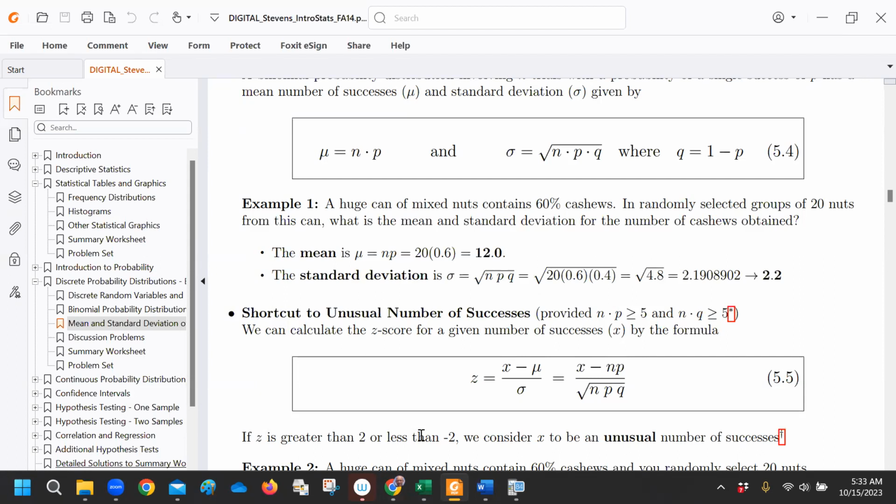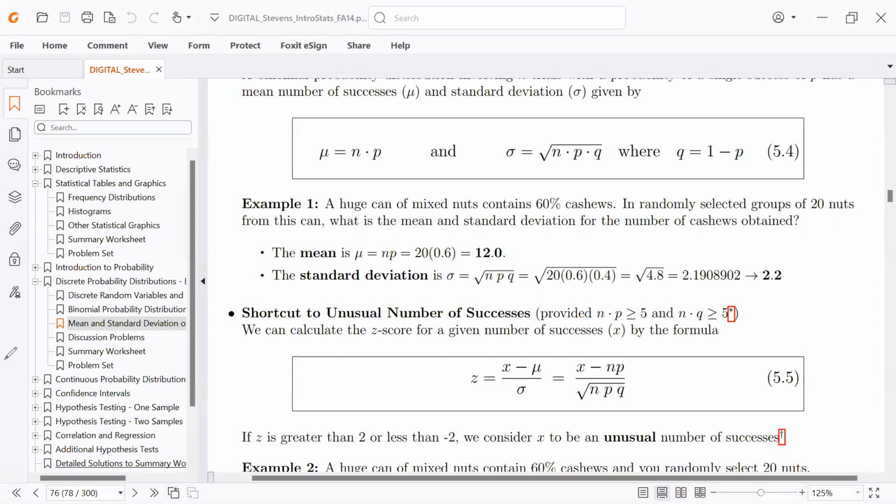Now, one thing he kind of hides right here, and this is really very important. Let me get a pointer going here so I can color. Here we go, there's the spotlight. You see that right there? If you take the number of trials times the probability of success, that has to be greater than or equal to 5. And the number of trials times the probability of failure, 1 minus p, that also has to be bigger than 5.